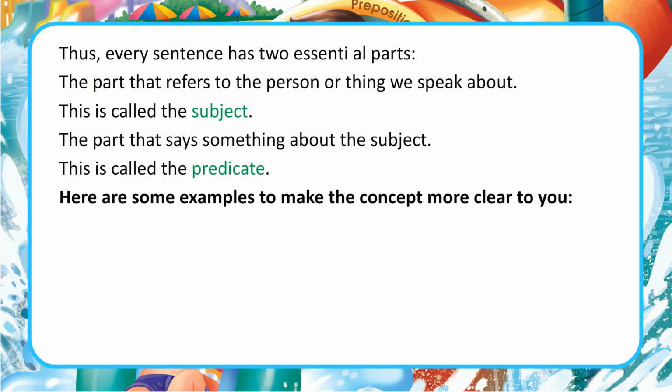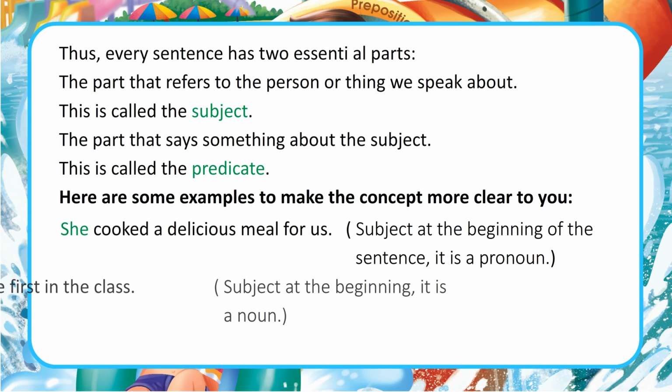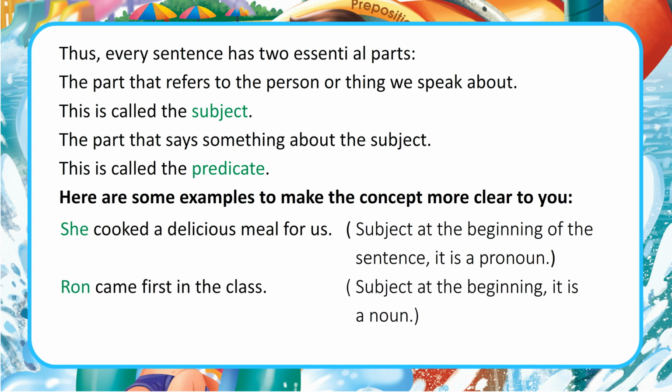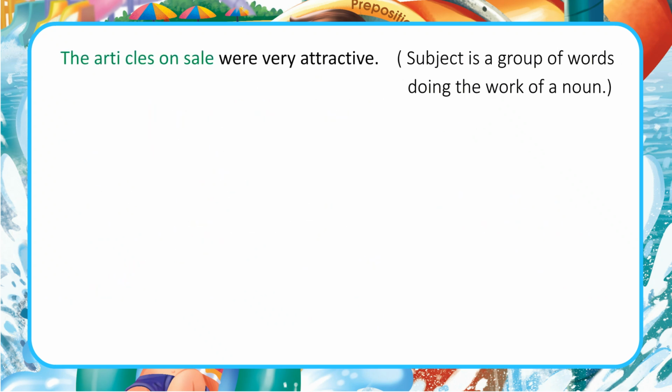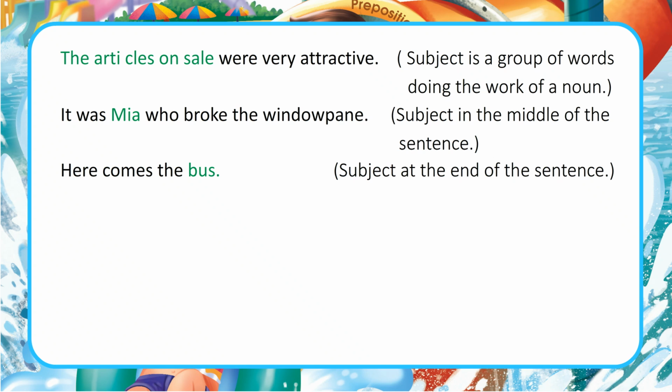Here are some examples to make the concept more clear to you. She cooked a delicious meal for us. Subject at the beginning of the sentence, it is a pronoun. Ron came first in the class. The articles on sale were very attractive. Subject is a group of words doing the work of a noun. It was Mia who broke the window pane. Subject in the middle of the sentence. Here comes the bus. Subject at the end of the sentence.